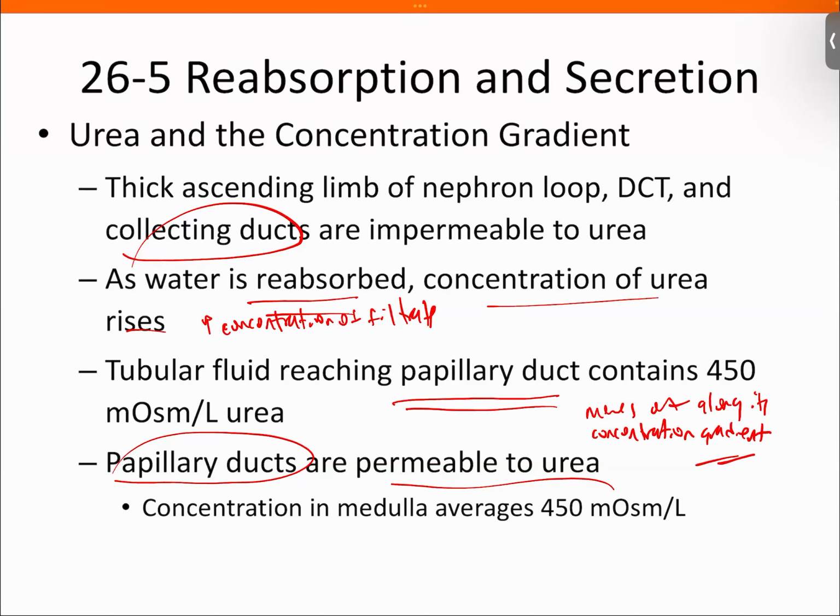And that's what forces urea to move out. So that loss of water in the upper region of the collecting duct is what forces this, so that water leaving increases the concentration. And then that increase in urea concentration is what allows the urea to exit by diffusion once it hits that papillary region.